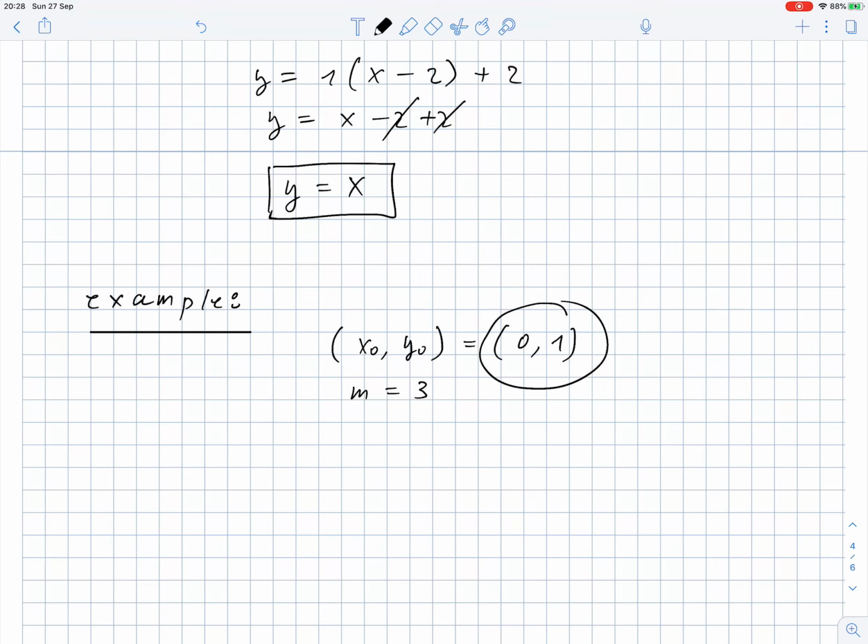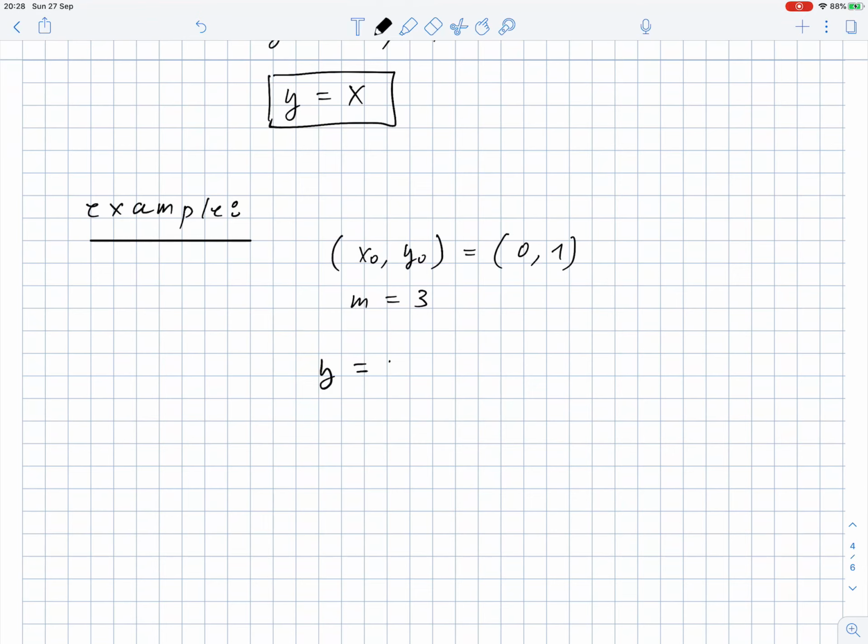Okay, so we know the formula for a general linear function. We can insert all the information. m equals 3, x0 equals 0, and y0 equals 1. Therefore, we have that y equals 3 times x plus 1. And that's it. That's how you can build an expression of a linear function.